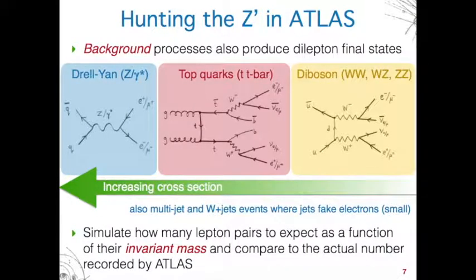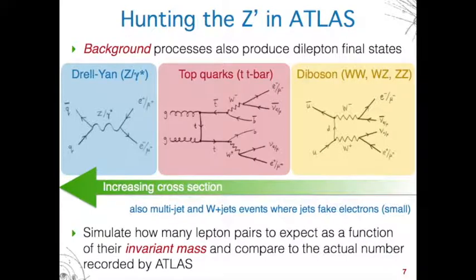So how do we hunt for the Z prime in Atlas? If it was the only thing that produced dilepton final states, we'd be done. We would just need to find one. Of course, there are tons of processes that produce dilepton final states. The most important one here is Drell-Yan. So you can see these are actually the 3 dominant processes shown in increase in cross-section. What's important here is that each of these has 2 leptons in the final state. So these are also contributing, and these form a background.